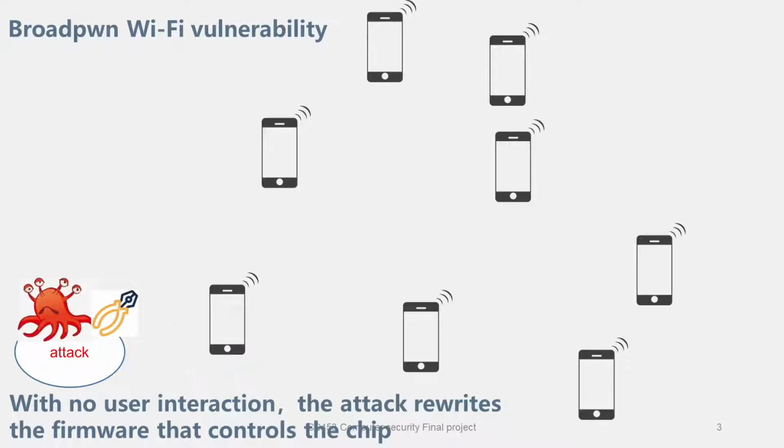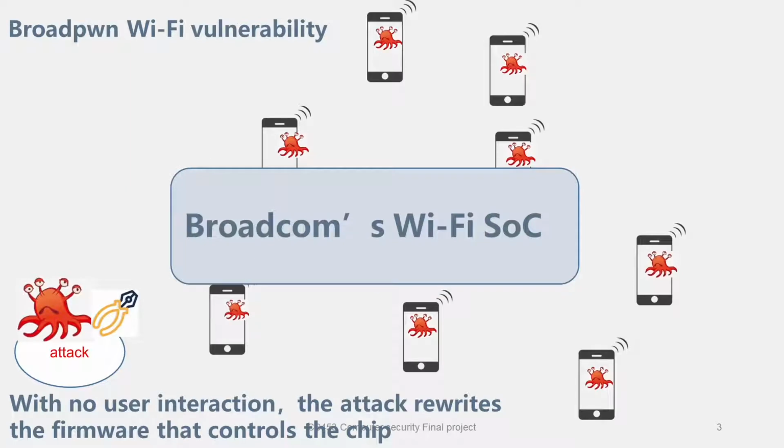They found that with no user interaction, any attacker within wireless range could send specially crafted packets to these chips that would allow them to execute any code they wanted. This issue is widespread. It can affect any mobile or tablet device that uses this chip. Today, we will focus on how this attack happens.